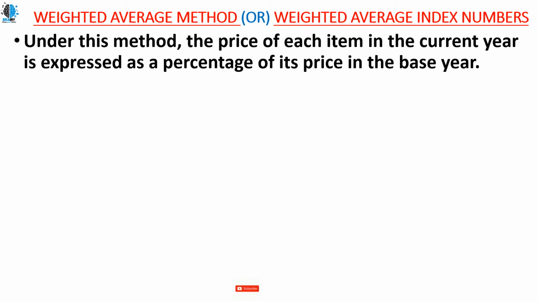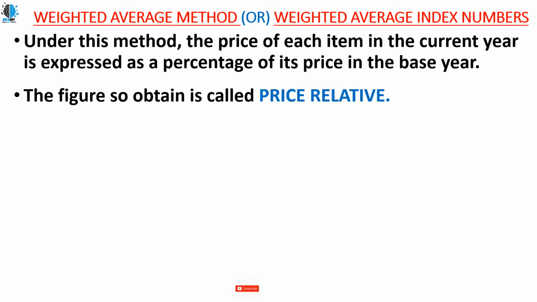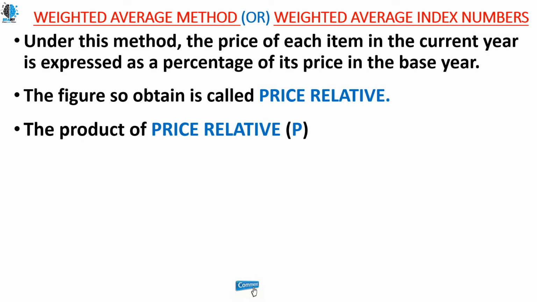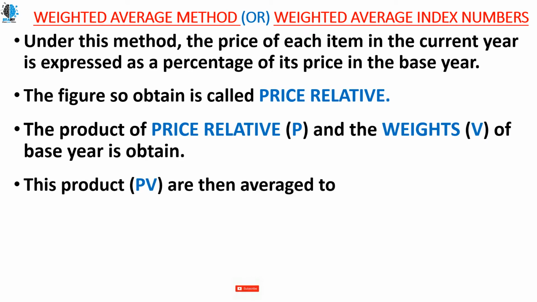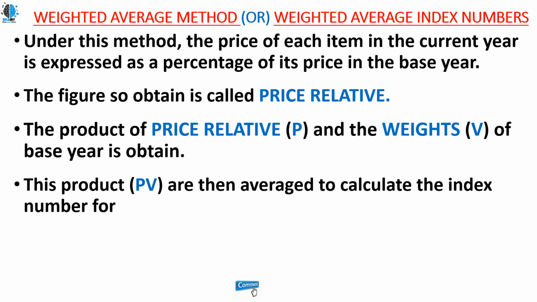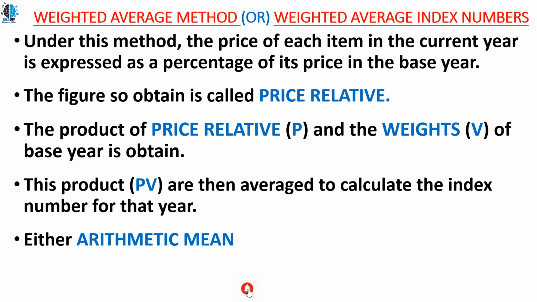Under this method, the price of each item in the current year is expressed as a percentage of its base year. It's nothing but our price relative. The figure so obtained is called price relative. The product of price relative P and the weights V of the base year is obtained. This product PV is then averaged to calculate the index number for that respective year, either by using arithmetic mean or geometric mean.